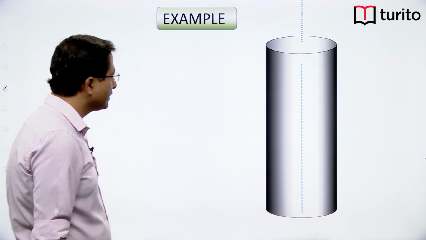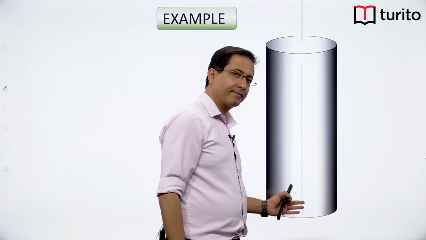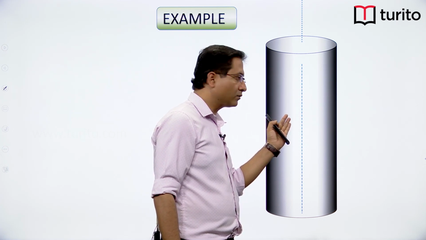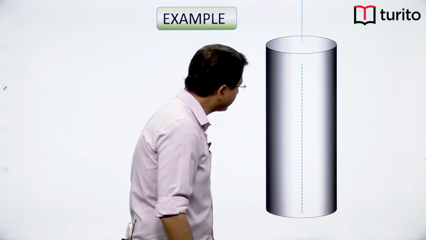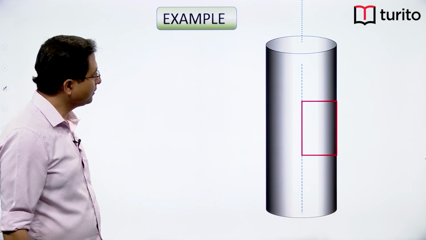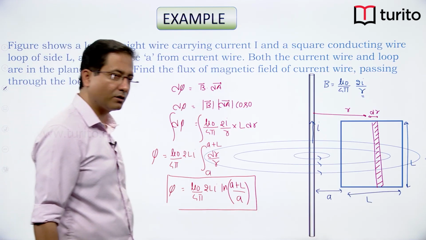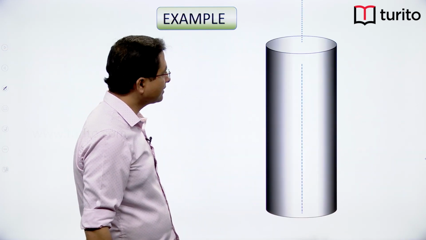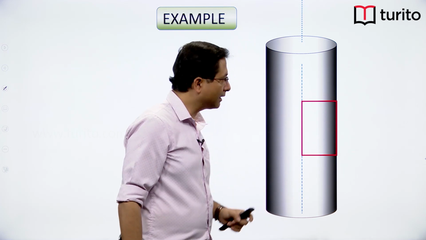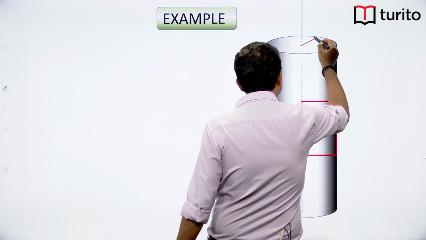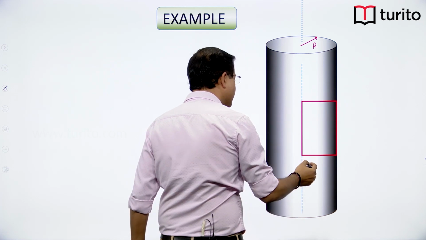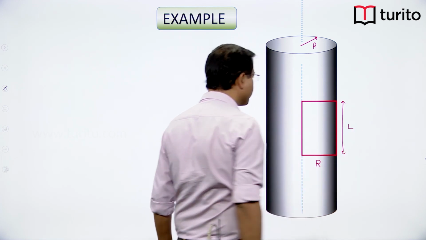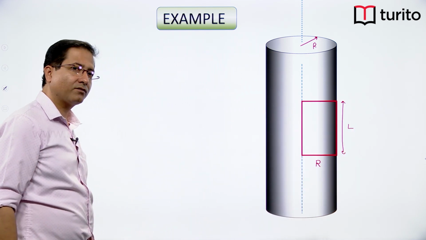So we now have a cylindrical wire, and we know how to find the field inside as well as outside. In the previous case I had taken the loop outside the wire, okay. Now I am taking the loop inside the thick wire, and if the radius of the loop is r, this length will be r and let this length be L. And the question is, what is the flux passing through the loop?